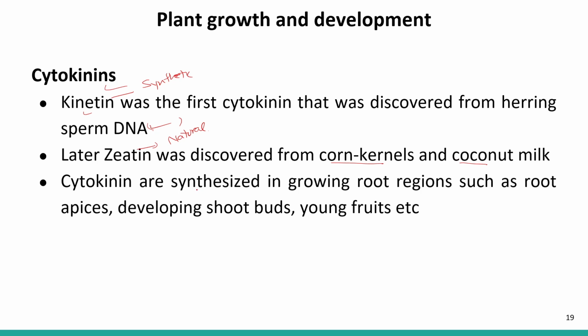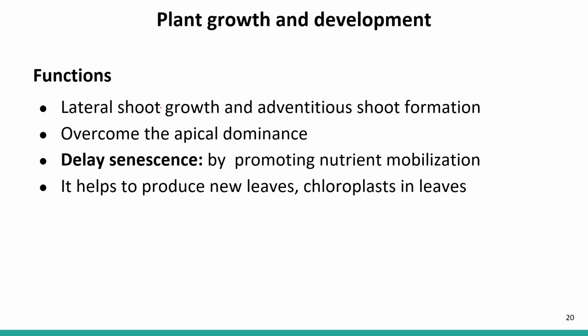Now where are cytokinins synthesized? They are synthesized in the growing regions, or you can say growing regions of the root, such as the root apex, developing shoot buds and young fruits. What are the functions of cytokinin? First is lateral shoot growth. They promote the lateral shoot growth and adventitious shoot formation.